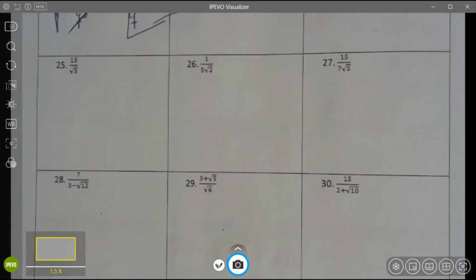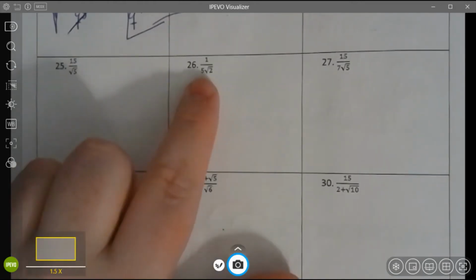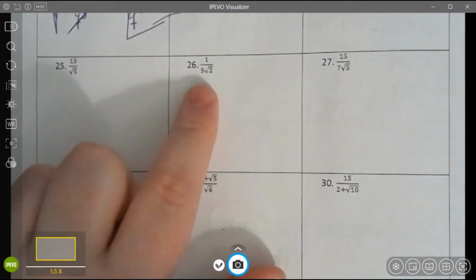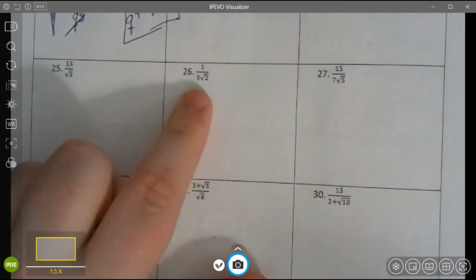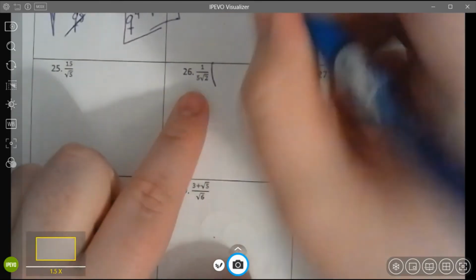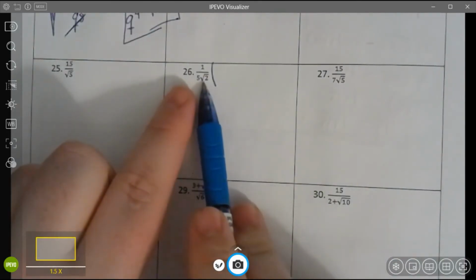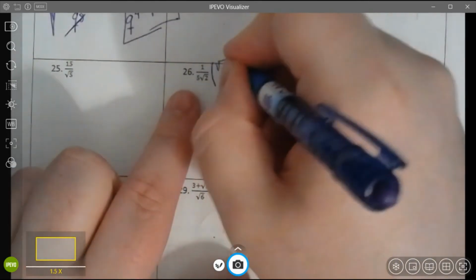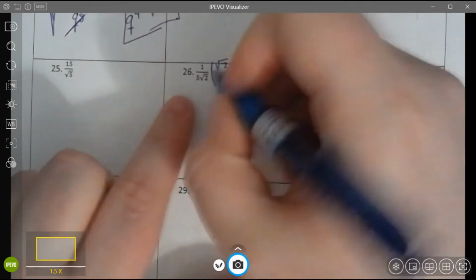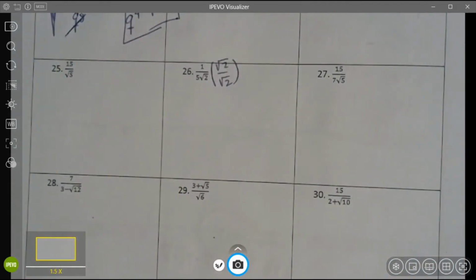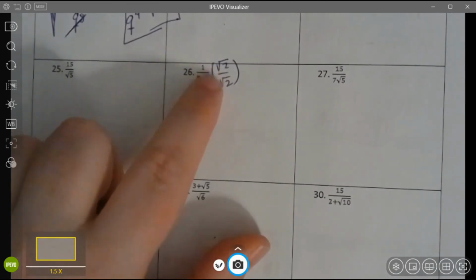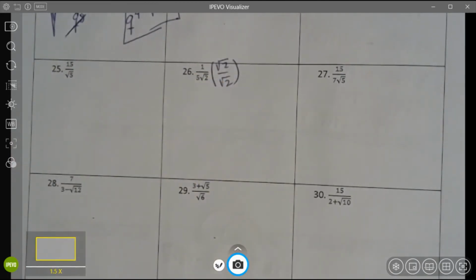For 26, 1 over 5 square root of 2. Your goal is to get rid of the square root in the denominator. In 26, the square root is square root of 2. So we're going to use a process called rationalizing the denominator. I'm going to multiply by the square root of 2 divided by itself, so square root of 2 over square root of 2. You don't have to include the 5 on that, just because all we're interested in getting rid of is the square root that's down there.